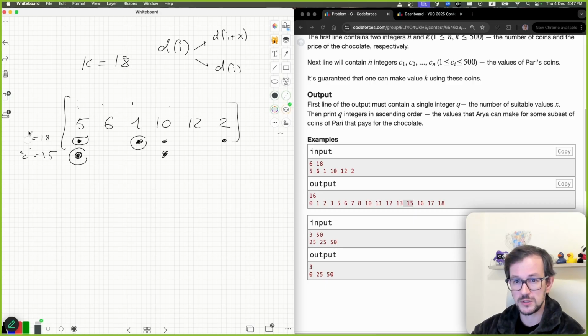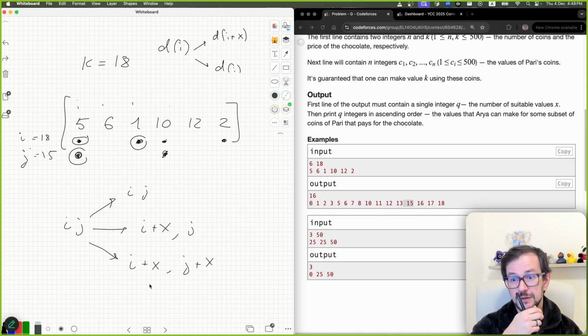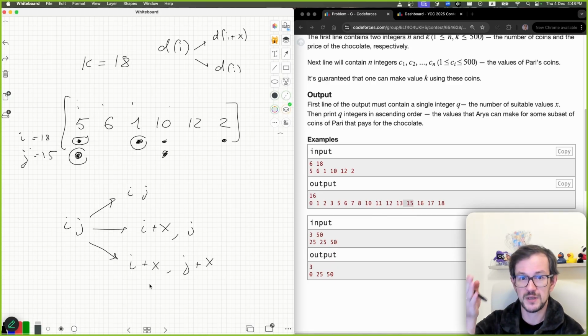And I will remember these 2 sums, first sum in i and second sum in j. So now I have 2 parameters. And again, in position (i, j), I have 3 possible cases. I can skip this element, so I go to (i, j). I can add it to the first set, but not to the second set, like (i+x, j). Or I could add it to both sets, so (i+x, j+x). So basically, the same idea, but now I have three possible things I can do with each number.